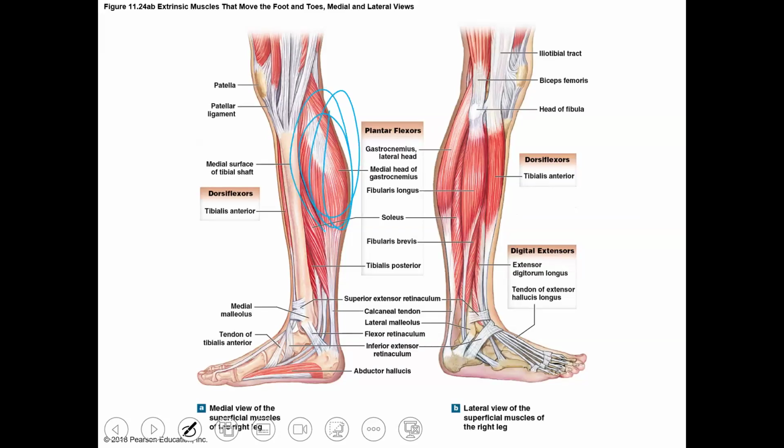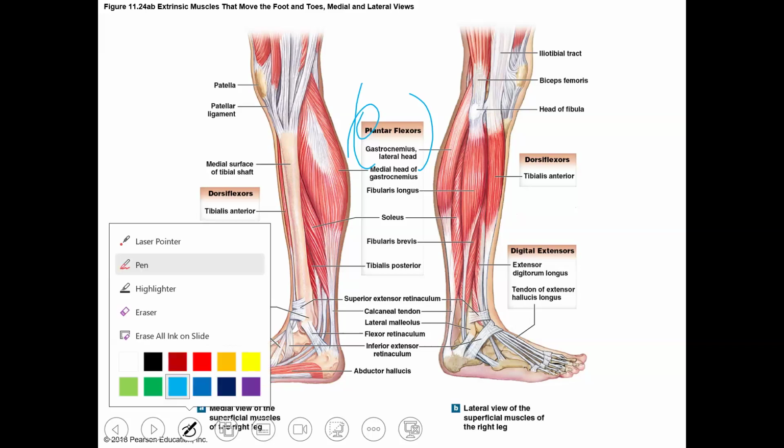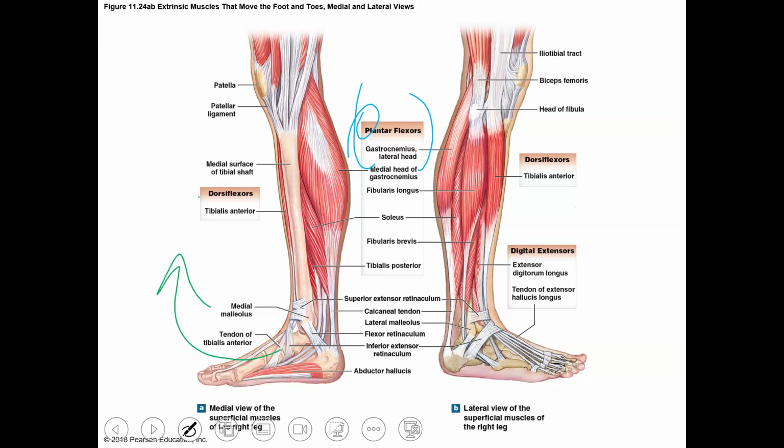Back calf muscle is that gastrocnemius, the big back calf muscle. It's going to plantar flex the foot or point your toes. P for plantar flex, P for point the toes. Dorsiflex, the tibialis anterior, is going to, if you kept your heel on the ground here and lifted your toes up in the air, that's dorsiflexion, and that's tibialis anterior.